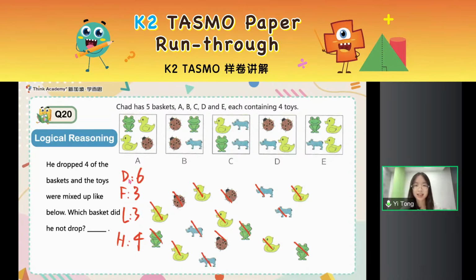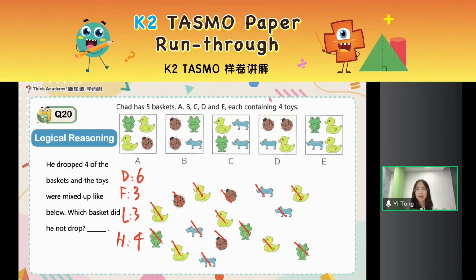So look at the duckling. We want to start with the biggest number. Why? Because the bigger the number is, that means the more certain I am about the number in the baskets. So we can start from the bigger number. The more certain I am. But the fewer it is, then that means the less certain I am with the toys. So let's start with ducklings.